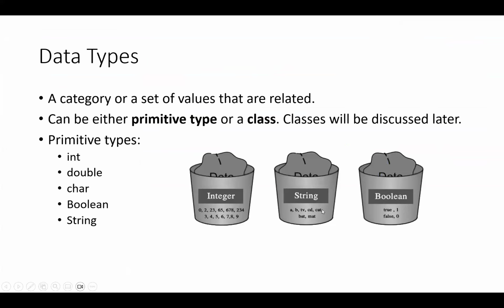Okay, so as I mentioned, there are various data types. The data types could be in the form of integer values, could be in the form of string values, or it could be in the form of Boolean values.